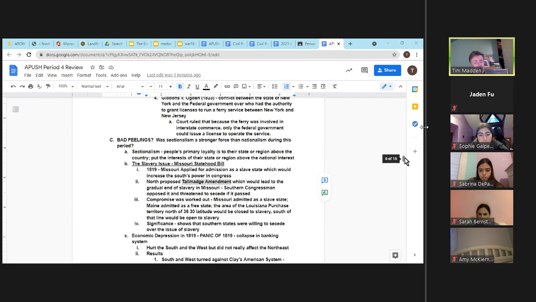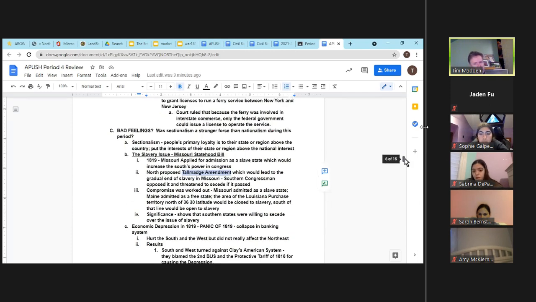So it passed the House of Representatives, where the North had a majority, and Southern congressmen actually threatened to secede if the Tallmadge Amendment was passed, because it would set a precedent for other states that came in. Anytime a slave state came in, they would do the same thing, right? And so what happens ultimately, Henry Clay, who later becomes known as the Great Compromiser, works out a compromise. And of course, that's the Missouri Compromise.